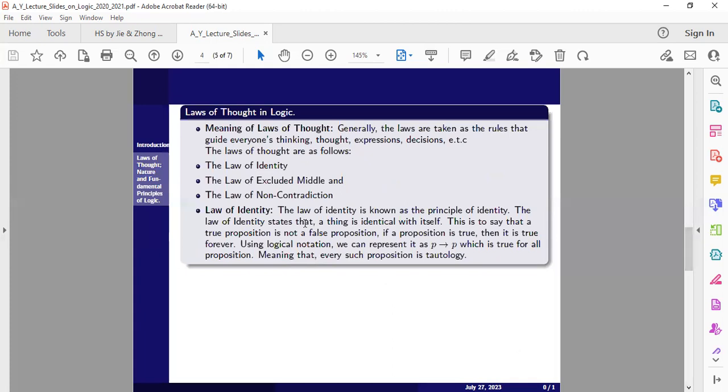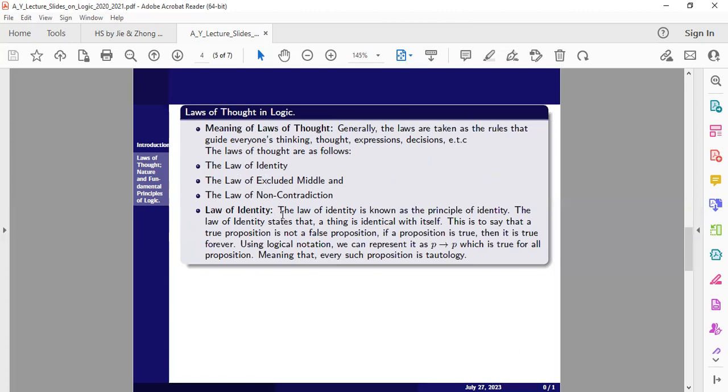Good. Now, laws of thought. We have laws of thought in logic. Generally, the laws are taken as the rules that guide everyone's thinking, thoughts, expressions, decisions, etc. The laws of thought are as follows: the law of identity, the law of excluded middle, and the law of non-contradiction. All these three are the laws of thought.